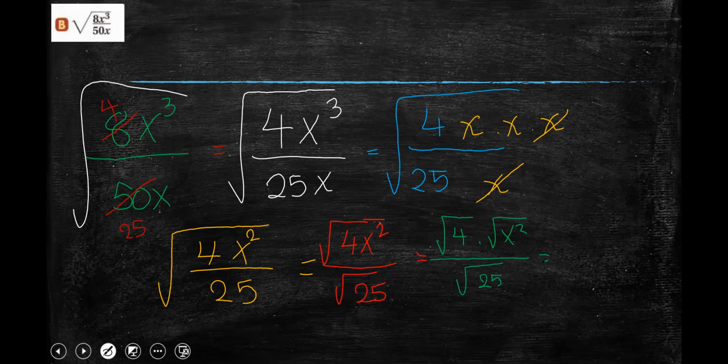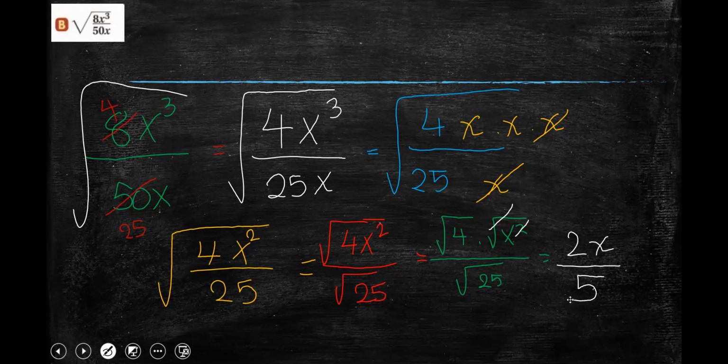Now what is the square root of 4? 2. It is 2. And the square root cancels the square, so we have x over... What is the square root of 25? 5. It is 5. So I have 2x over 5.